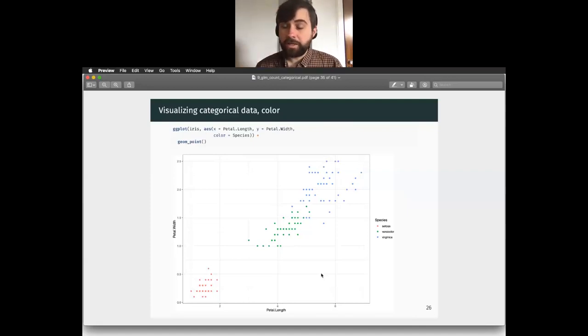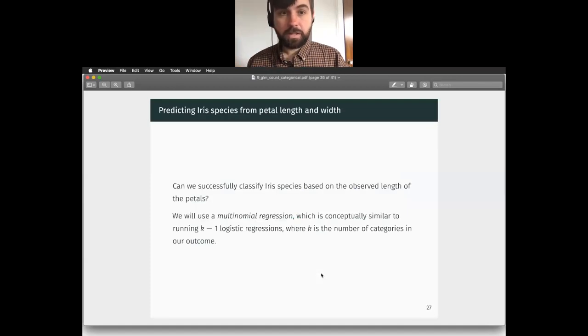Color is a really nice way, or you could use a shape, if they could be triangles, stars, and circles. Color is a little easier to pull out, and there are colorblind friendly palettes you can use as well. But yeah, I really like using color for categoricals.